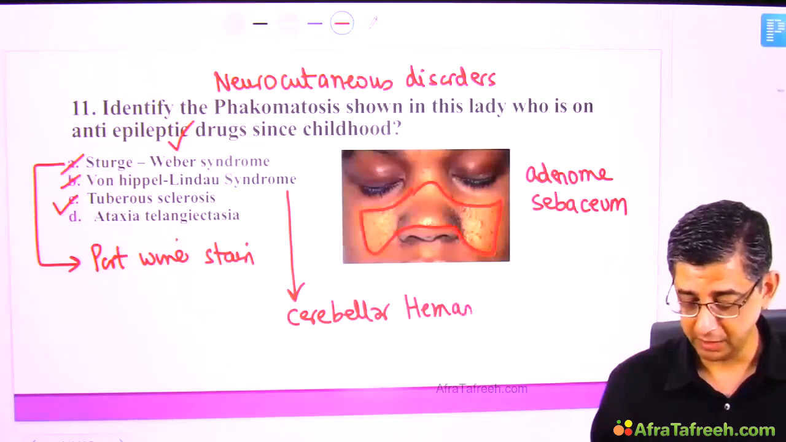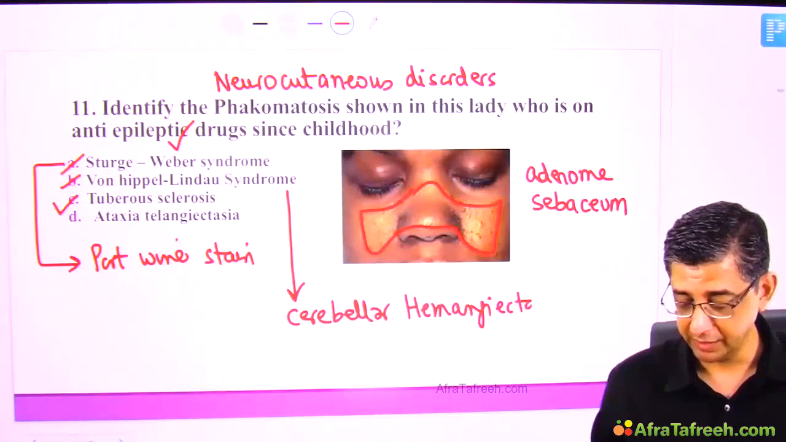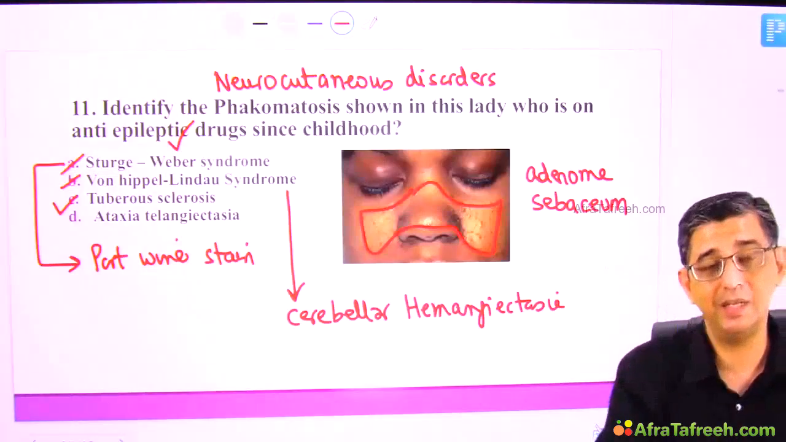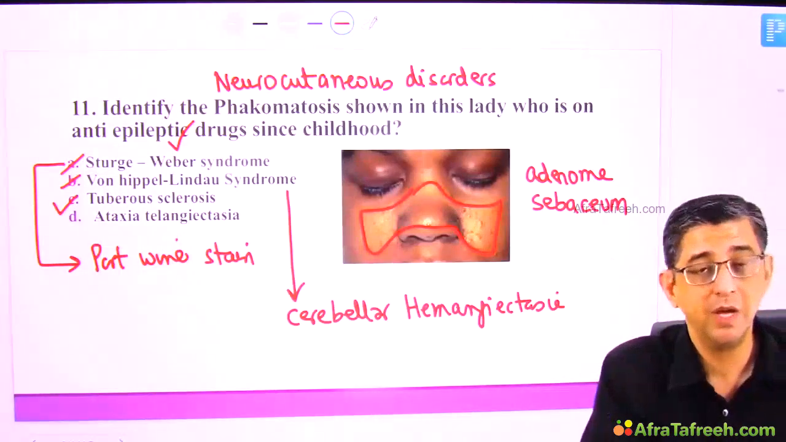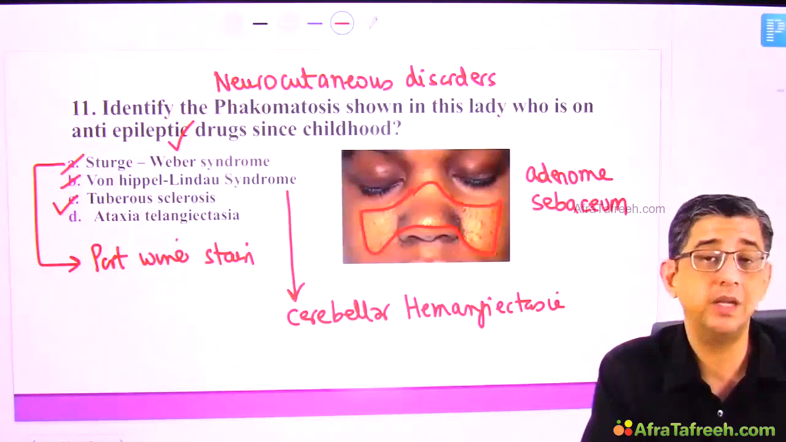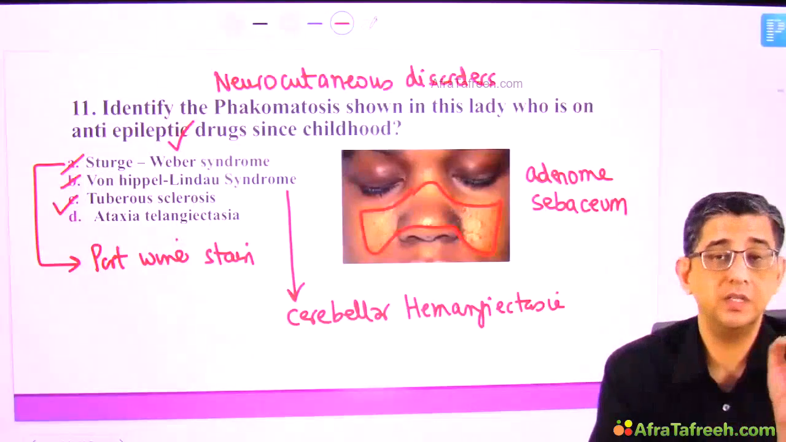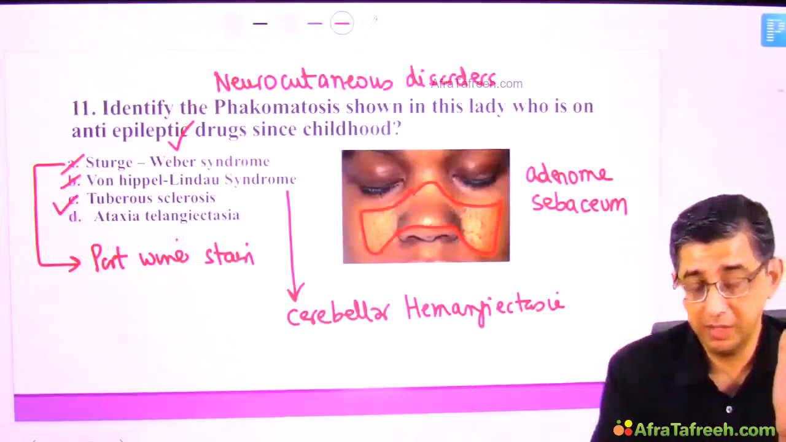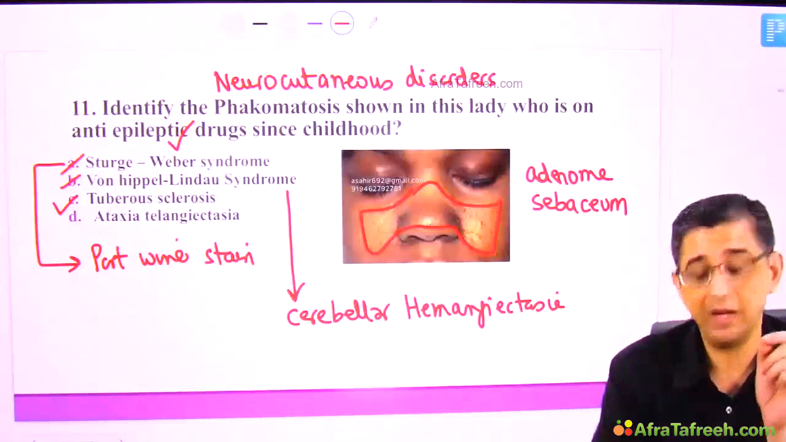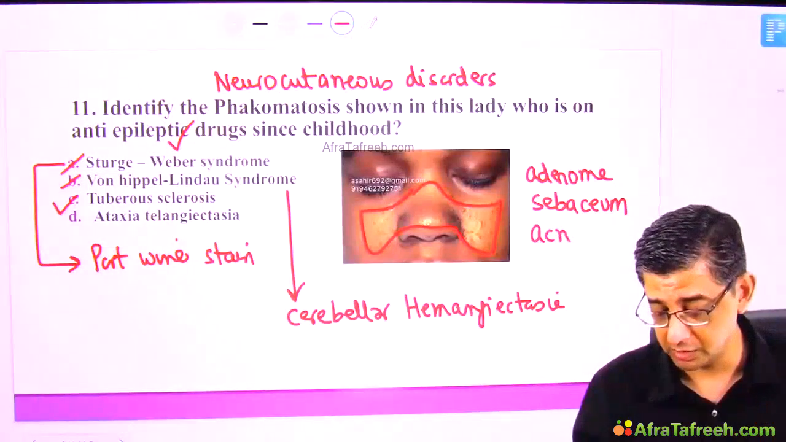And then ataxia telangiectasia will be having dilated blood vessels. In ataxia telangiectasia, you have a combination of spinocerebellar degeneration and telangiectasias that can be noticed in the white of the eye or on the face. Telangiectasia, dilated blood vessels, can be visualized, but in this case it is more of acneiform lesions that are being visualized on the face.